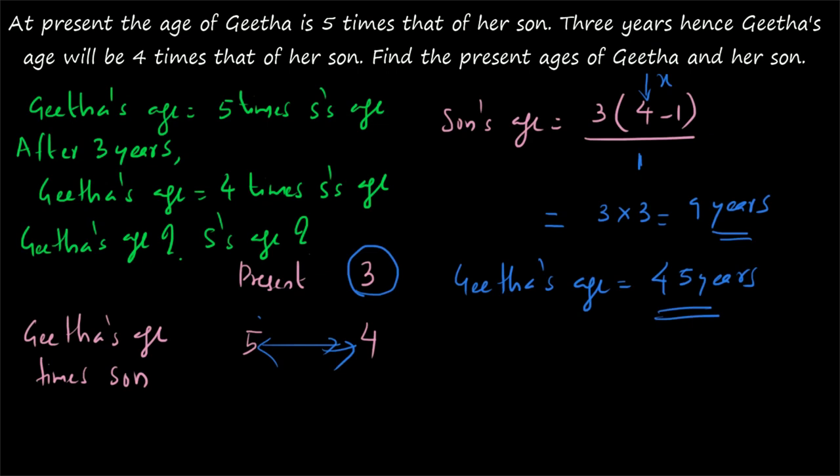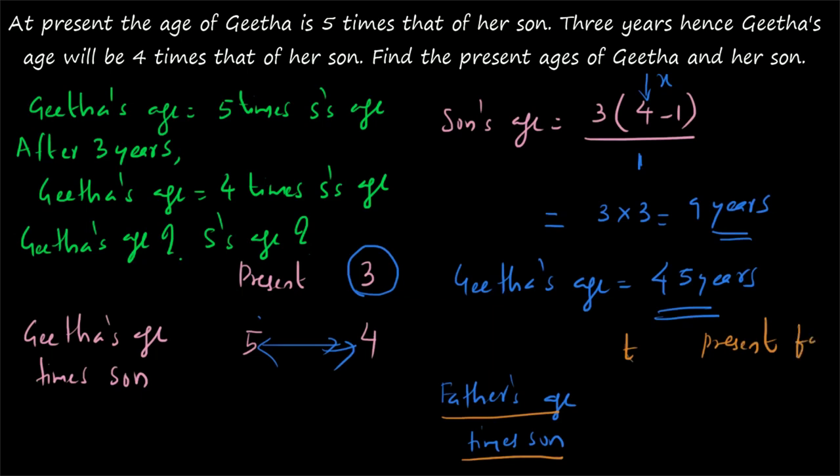So, understood how to do this question, or how to use the shortcut formula? You have to write father's age times son, or mother's age times son. Those are the raw values, which give you the number of times, and that should be written here. If it is past, meaning T years ago, that T should be written here, whether 3 years ago or 4 years ago, and then present will come. Otherwise, if you are writing about the future, then present and T years after. So T will come here.